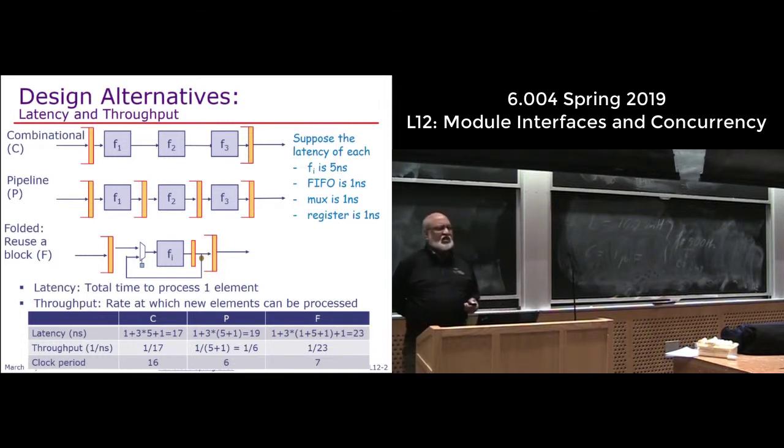But now let's look at the throughput. Throughput is 1 over latency. So what you see in this case is that the throughput of the first one will be: every 17 cycles it will produce a value.